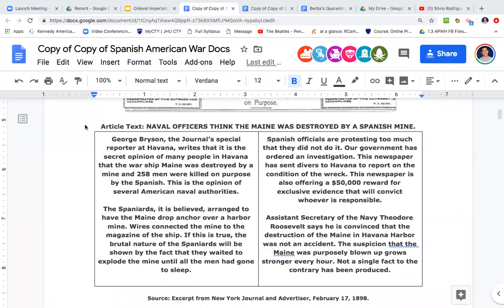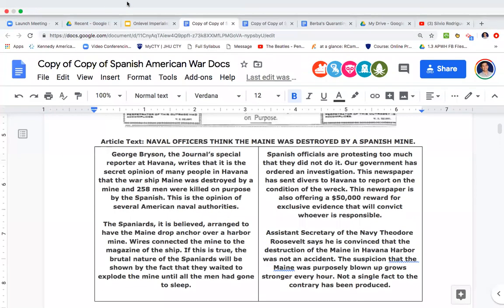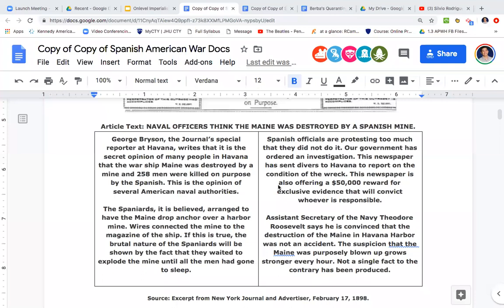This is from the New York Journal. George Bryson, the Journal's special reporter at Havana, writes that it is the secret opinion of many people in Havana, which is in Cuba, that the warship Maine was destroyed by a mine and 258 men were killed on purpose by the Spanish. This is the opinion of several American naval authorities. The Spaniards, it is believed, arranged to have the Maine drop anchor over a harbor mine. Wires connected the mine to the magazine of the ship. If this is true, the brutal nature of the Spaniards will be shown by the fact that they waited to explode the mine until all the men had gone to sleep.